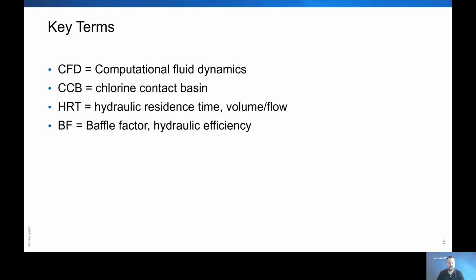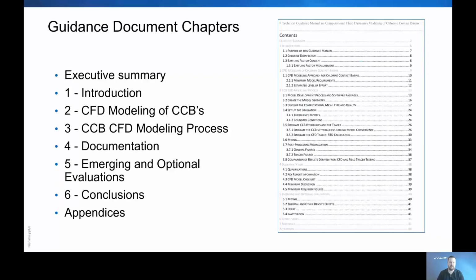The guidance document's organized into 6 chapters with an executive summary at the beginning, 6 chapters walking through the process, and then a number of appendices that help support production of high quality CFD models and results that are easy for the district to interpret.